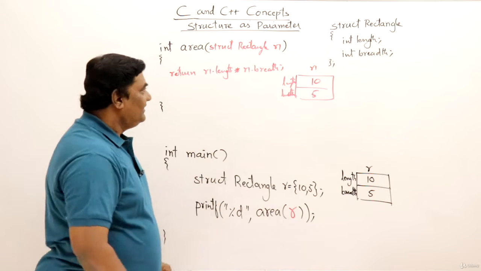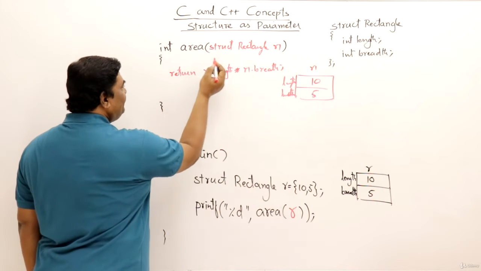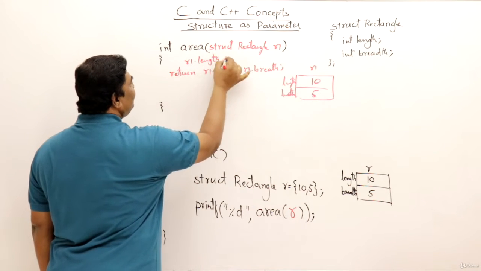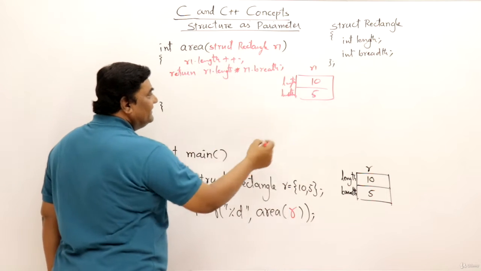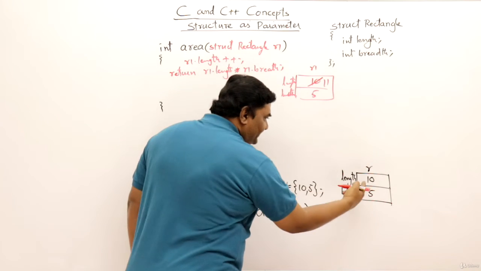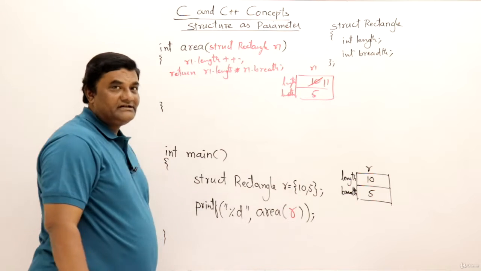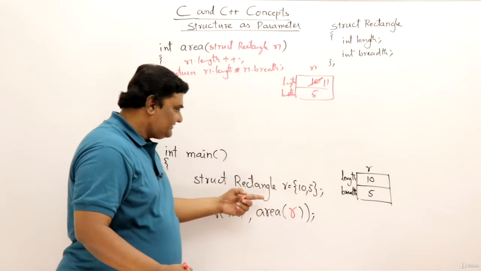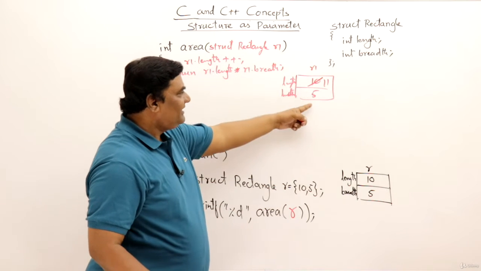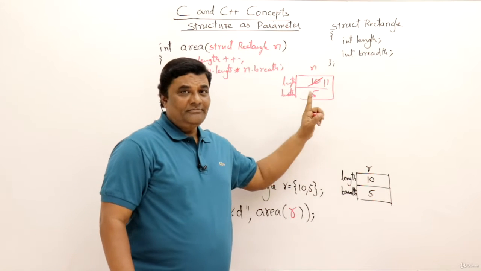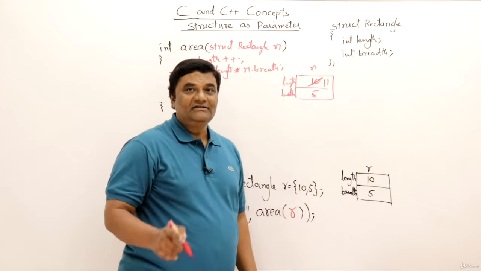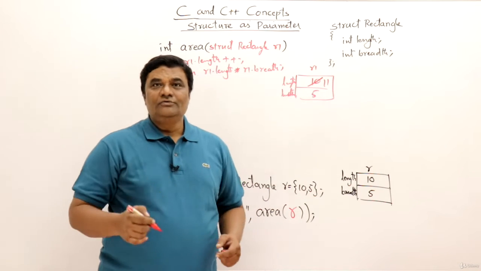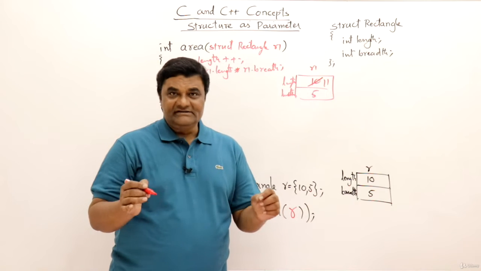Now one thing: inside this function, if I make any changes, if I say R1 dot length plus, if I modify length before returning, so this becomes 11. Will it change this one? No, it will not change that one. It is called by value, so the actual parameter will not be modified. This is the actual parameter and this is the formal parameter. If you make changes to the formal, it will not affect the actual, right? This is one thing. Now next I will show you call by reference.